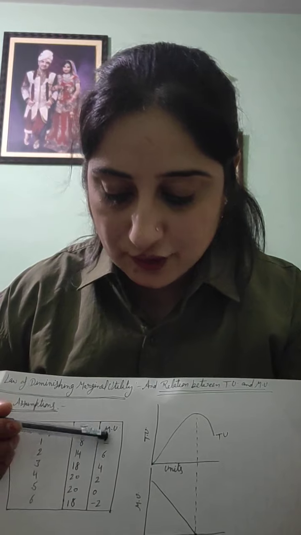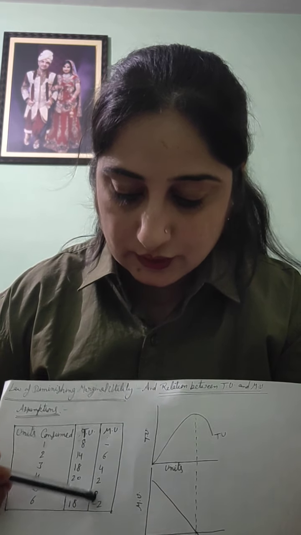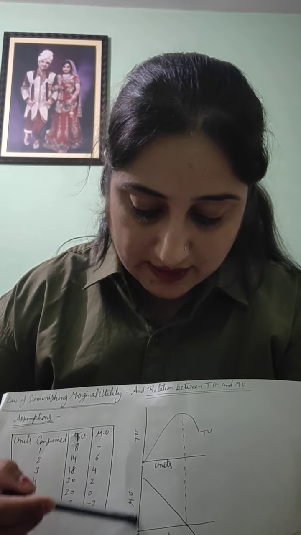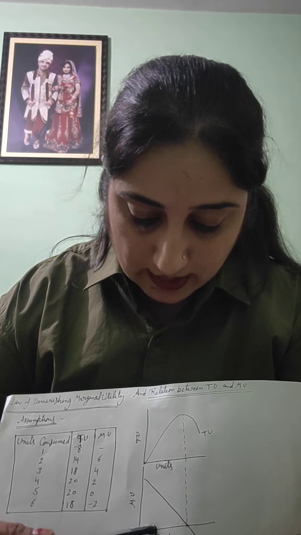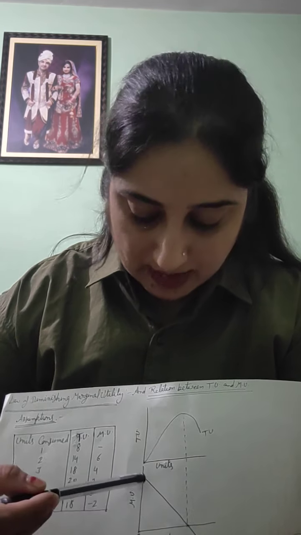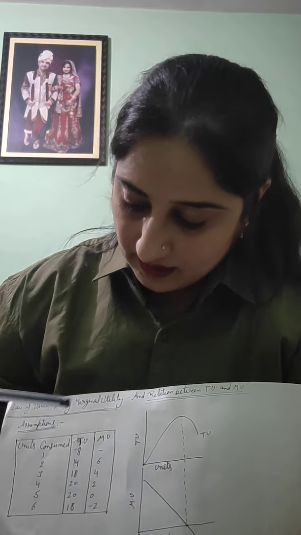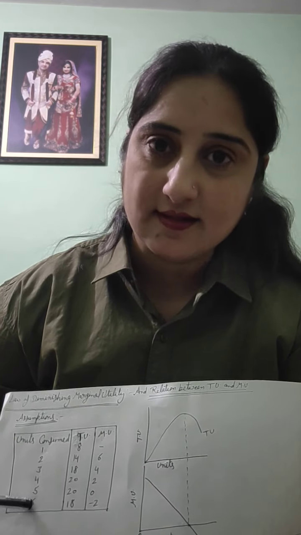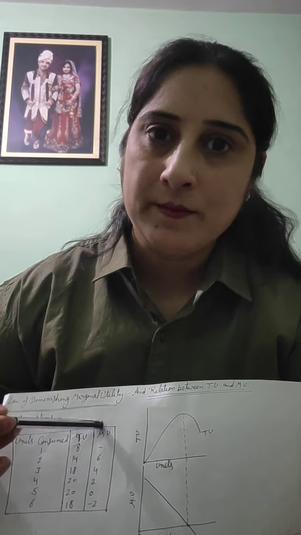So we see that marginal utility becomes diminishing: 6 to 4, 4 to 2, 2 to 0 and 0 to minus 2. And in the diagram we see that this is the marginal utility and this is the units of a commodity. When a consumer uses more and more of a commodity, the marginal utility becomes diminishing, it becomes 0, then it becomes negative. When we consume a commodity more and more, 1, 2, 3, 4, 5, 6, then marginal utility becomes 6 to 4, 4 to 2, 2 to 0, 0 to minus 2, becoming diminishing.